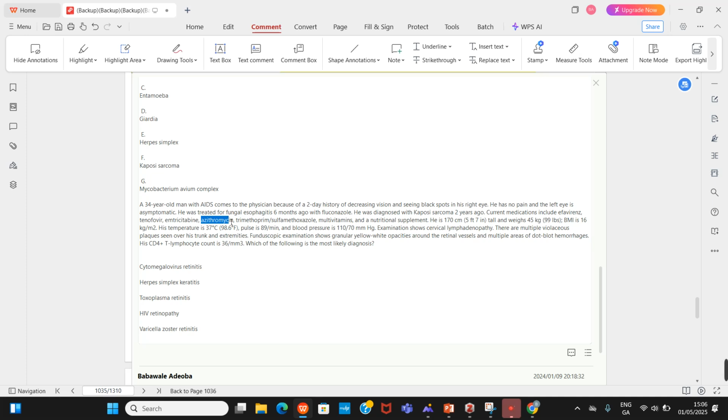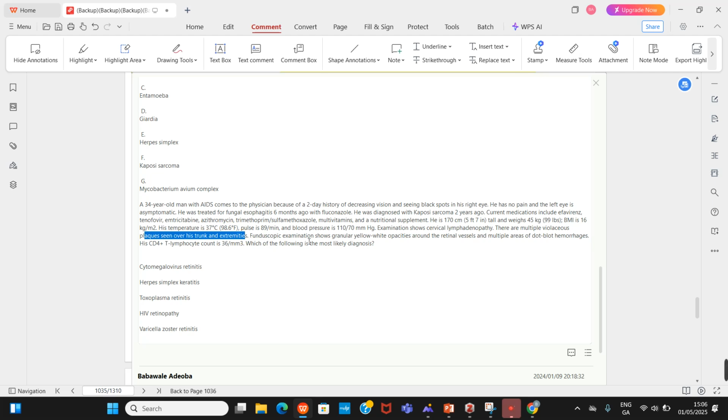Anybody? Prophylaxis for MAC. Thank you. BMI is 16. Temperature is 37. Examination shows cervical lymphadenopathy. There are multiple violaceous plaques seen over the trunk and extremities. Fundoscopic examination shows. Anybody knows this? Multiple violaceous plaques. What's the diagnosis? Kaposi sarcoma.